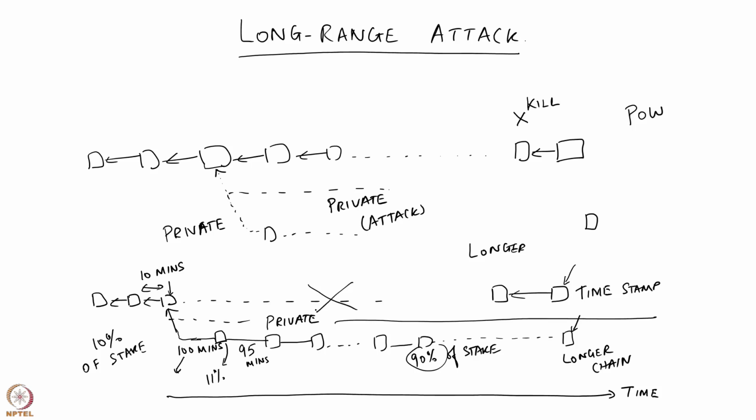But the point is that in the lower chain, he has 90%. And once he releases this lower chain, the upper chain is discarded by everybody. They just throw away the blocks over there. So only the lower chain remains now, and he owns 90% of the stake.